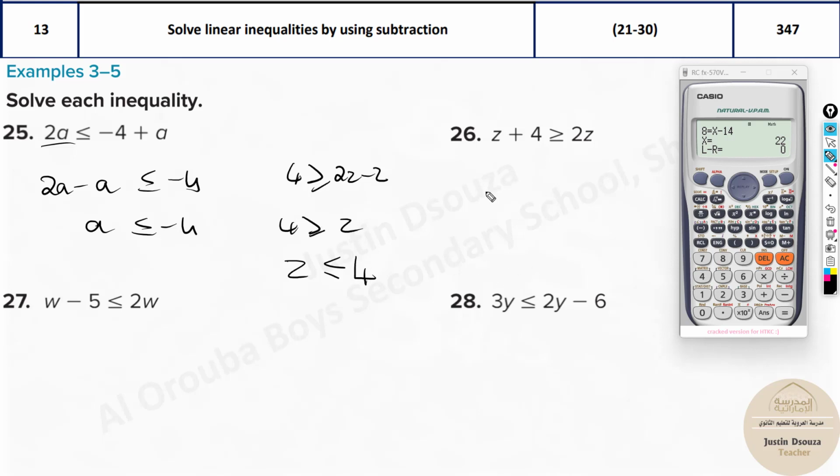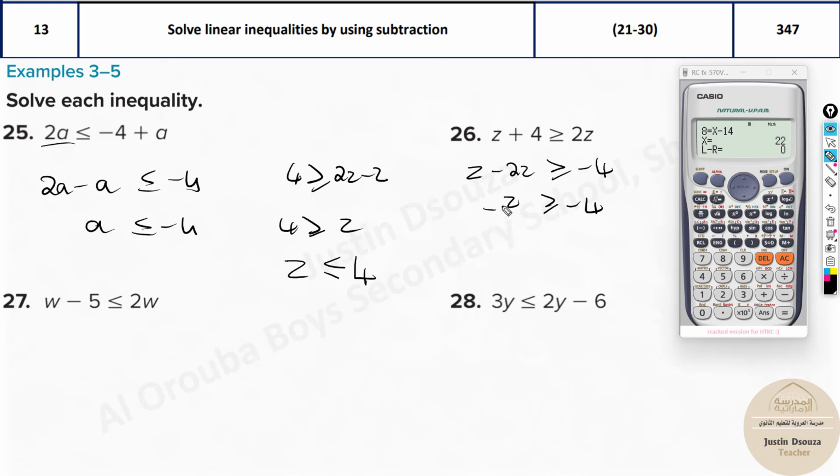Now we will do the other method. Let's move the 2z to the other side. It will be z minus 2z, which is greater than or equal to minus 4. Don't worry, just change the signs. Leave the symbol as it is. Now simplify. Even in this method, you will get the correct answer, but it's just that you're adding an extra step. And over here, it's minus z, not minus 2, because z minus 2z is minus z, greater than or equal to minus 4.